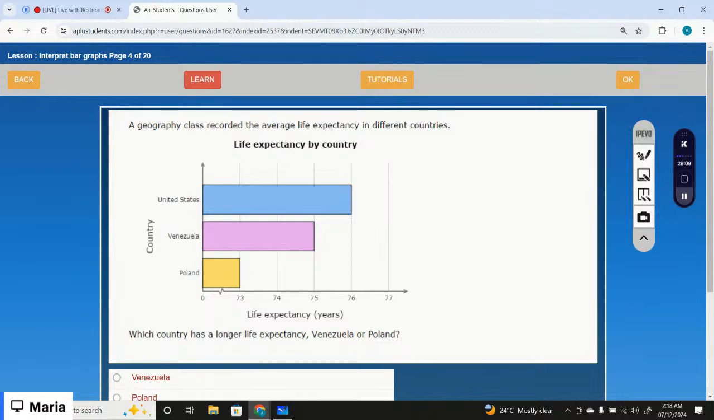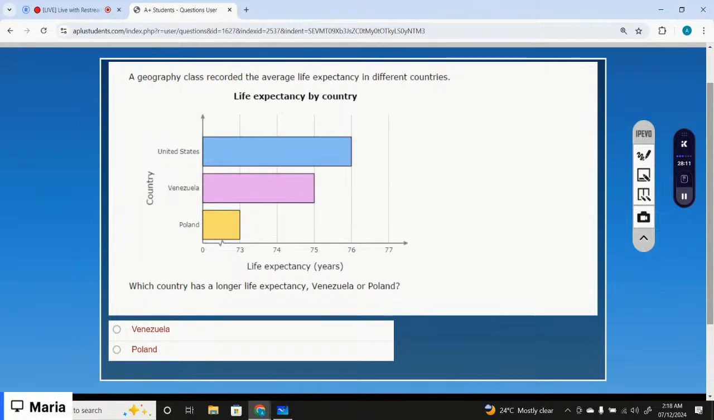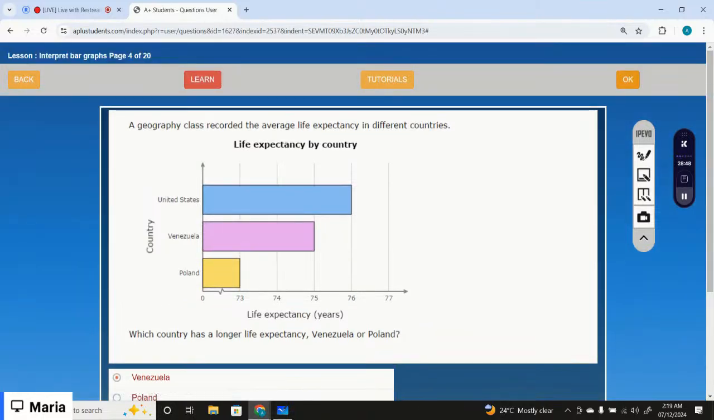A geography class recorded the average life expectancy in different countries. Which country has a longer life expectancy, Venezuela or Poland? So, which is the correct option? The correct option is option number one. Venezuela had the longer life expectancy, right? Option number one is the correct option.